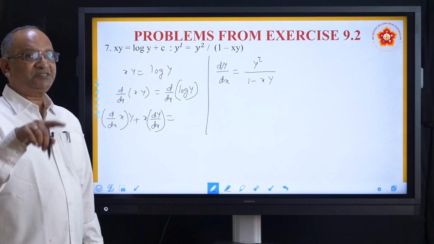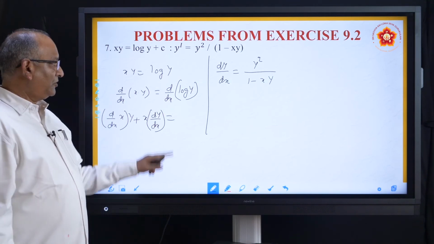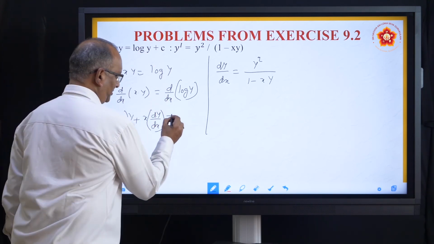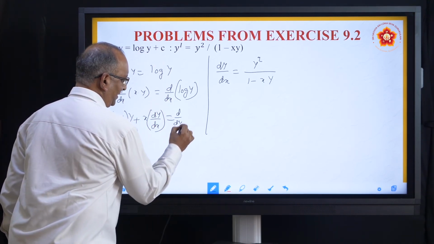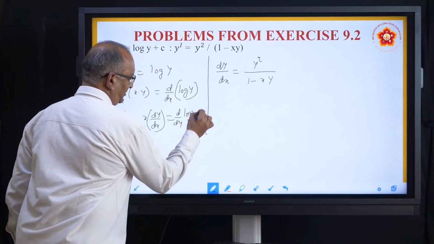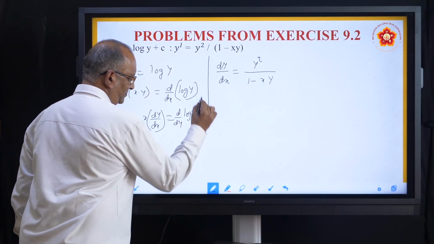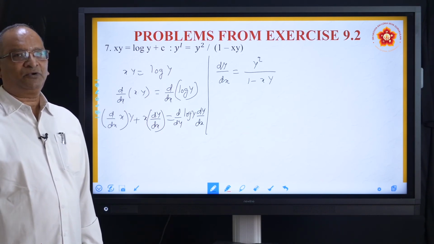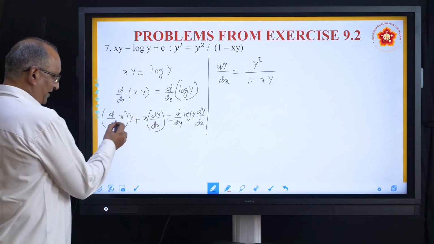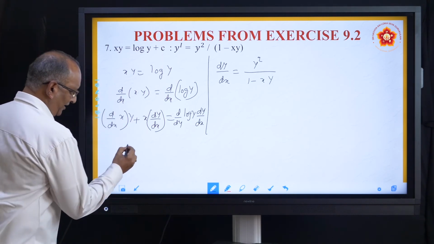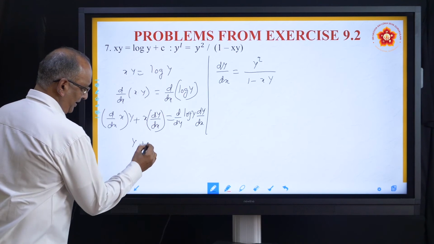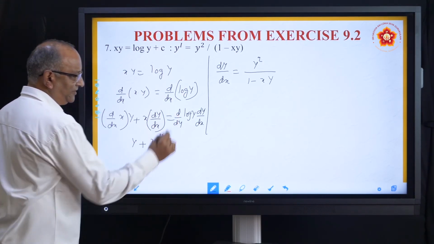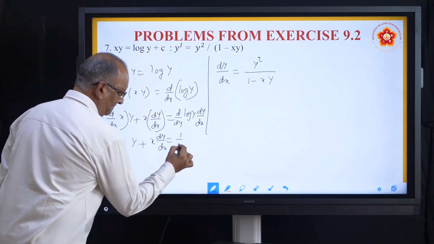y cannot be differentiated with respect to x. So we convert it into d by dy of log y into dy by dx. Hope you are able to recollect the differentiation which you have done 2 months back. Simplify this. d by dx of x is 1. 1 into y is y plus x dy by dx equal to, what is d by dy of log y? It is 1 by y.